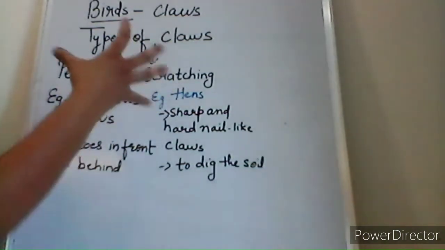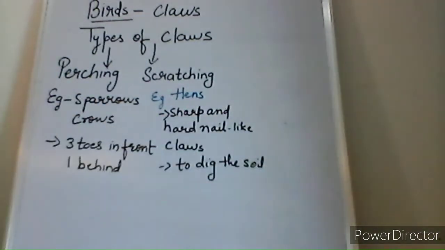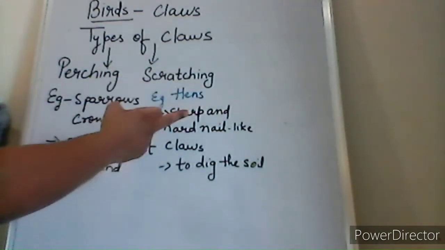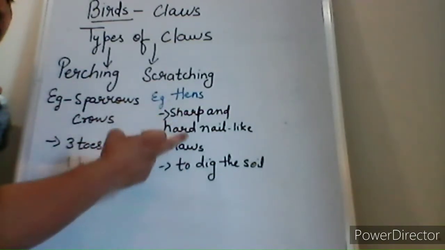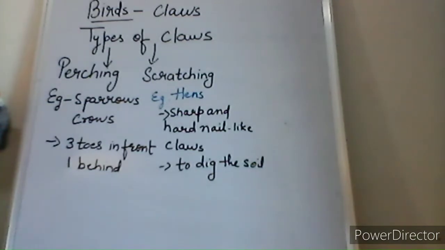Next I am talking about scratching. Examples of scratching birds are hens and pheasants, and they have sharp and hard nail-like claws. What is the function? How are they helping? These types of claws help them to dig the soil and also to look for seeds and insects inside the ground.